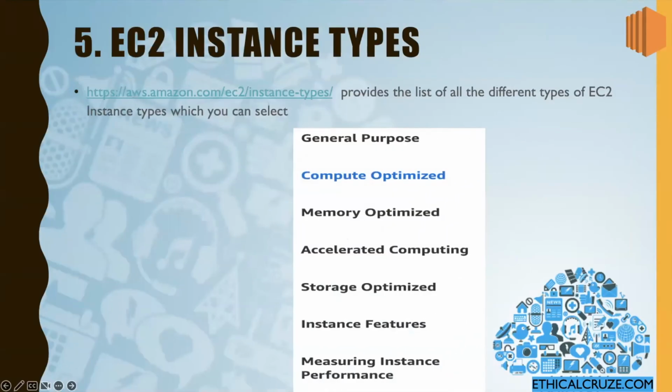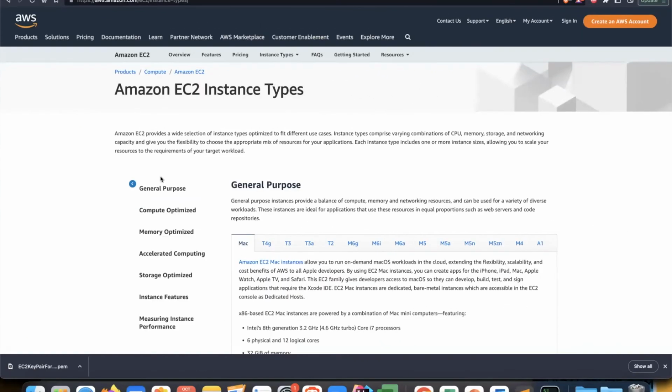Next is your EC2 instance type. This official Amazon EC2 instance type link provides a list of all the different types of EC2 instances which you can select. Let's go to this website link first. So this is our Amazon EC2 instance type page.